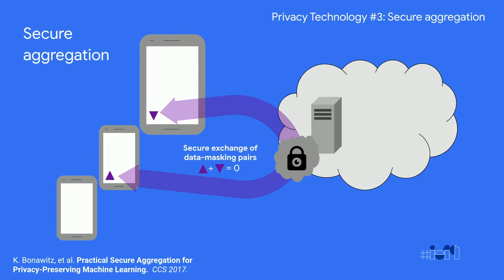Through coordination by the server, two devices are going to agree upon a pair of large masks that, when summed, add to 0. Each device will add these masks to their vectors before reporting. All devices that are participating in this round of computation will exchange these zero-sum pairs.